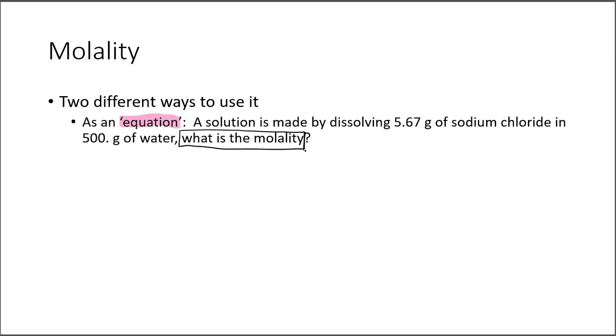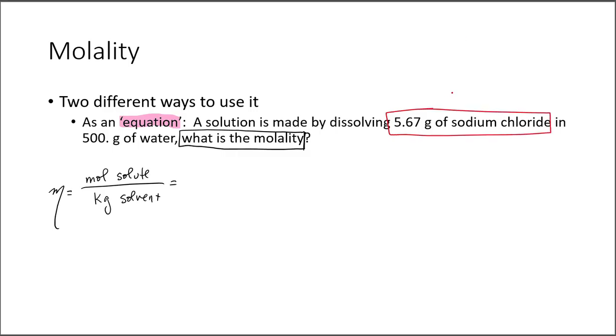So how do you know when you do which one? When the question says, what is the molality? Use it like it's an equation. We know that the molality is equal to moles of solute divided by kilograms of solvent. So what is the molality? We're going to figure out how many moles of solute we have, plug it into the numerator, figure out how many kilograms of solvent we have, plug it into the denominator, and solve. All right, so we have a solution, and it is made by dissolving 5.67 grams of sodium chloride, that is the solute, in 500 grams of water, that is the solvent.